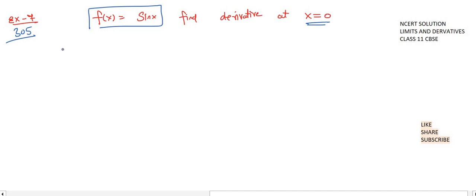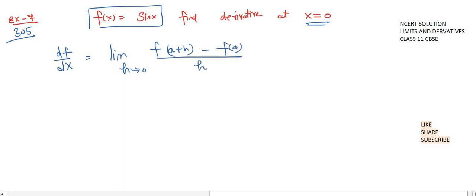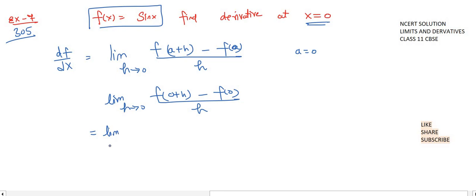By the first principle, the definition of df by dx is limit h tending to 0 of f of a plus h minus f of a, by h. And what is a? A is the point where we are supposed to find the derivative. So here a is 0, correct? So let me write it down: limit h tending to 0, f of 0 plus h minus f of 0, by h.